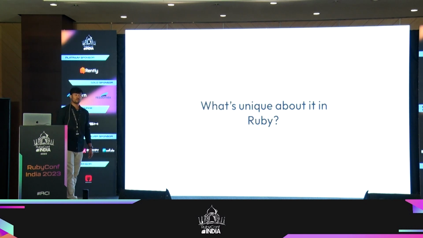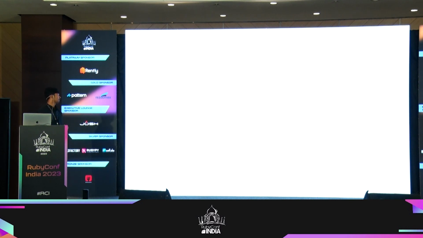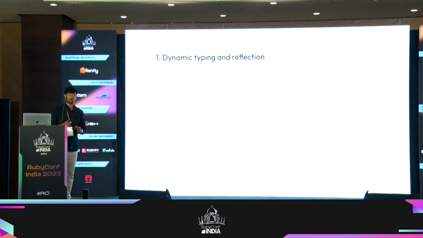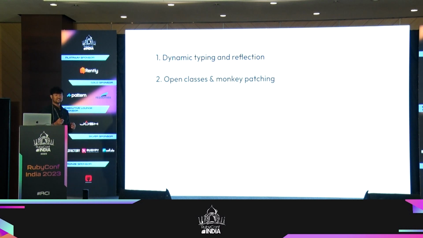So what's unique about it in Ruby? Since we are at RubyConf, we need to discuss it in Ruby, right? The dynamic nature and the strong reflection capabilities in Ruby allow a program to evaluate and modify itself at runtime. And open classes and monkey patching.